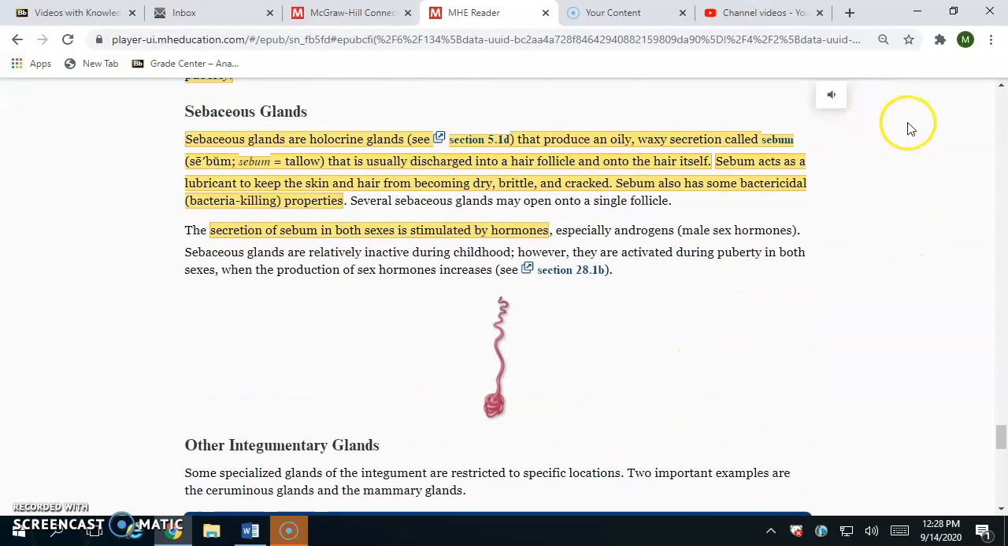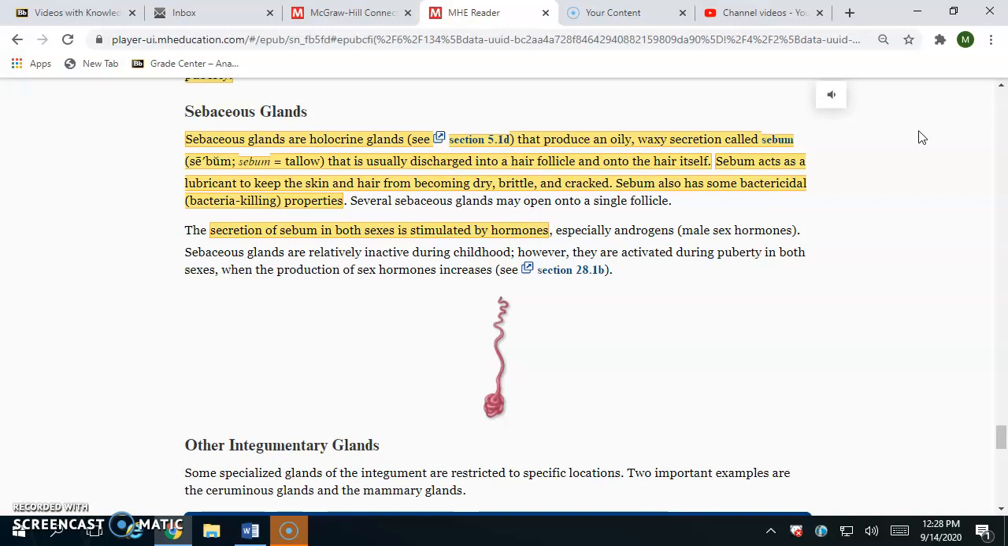And its main function is to lubricate the skin and the hair, so keep it from drying out, keep it healthy. It also, just like the merocrine sweat glands, has some antibacterial and antifungal substances. Sebum has antibacterial substances in it too, so it helps keep the bacteria in check, keep them from overgrowing. So that is our sebaceous glands. They do get more active at puberty as well, like the apocrine sweat glands. So that's why you see more cases of acne around puberty.